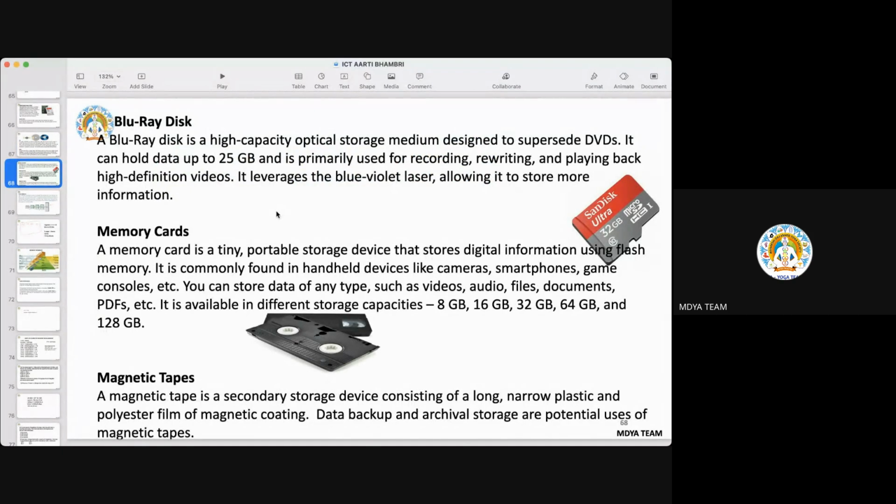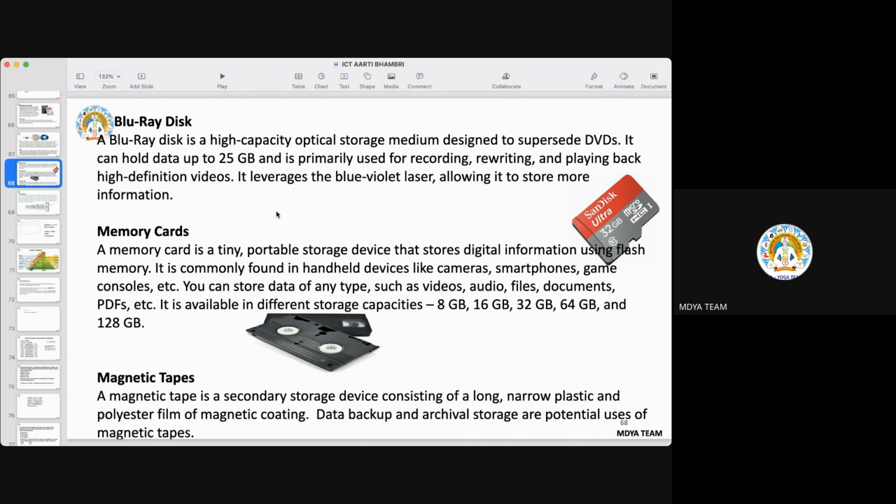Then Blu-ray disc, it is also again an optical storage medium, and the capacity is larger, up to 25 GB of data you can store. You can use it for recording or rewriting or playing back HD videos. So a blue violet laser is used here to store more information into it.